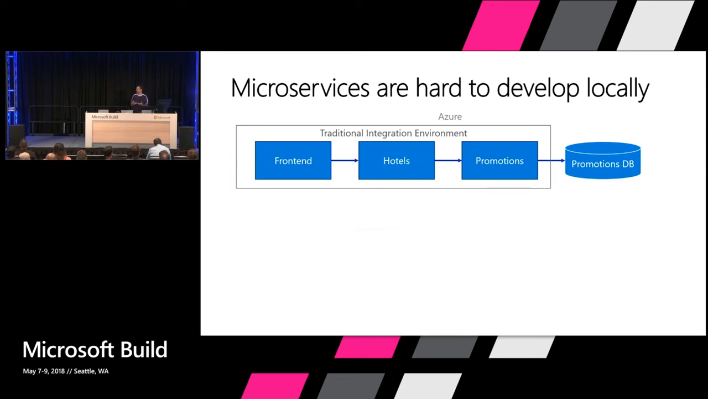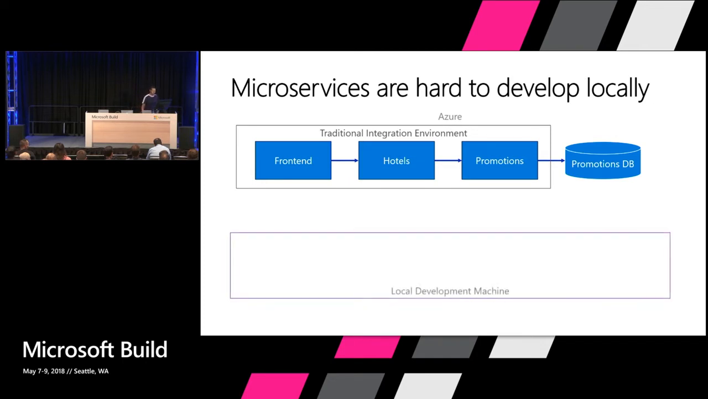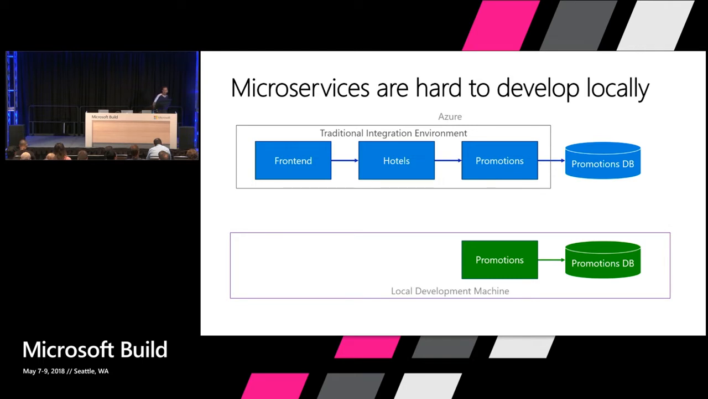And let's say it's my job. I own the hotel's service. So I'm going to make some modifications to the hotel service. I've got to set up my local machine, whatever tools and frameworks I need to get installed. But before I can work on hotels, hotels depends on a service called promotions. And promotions has its own data store. So I need to figure out how to build and run promotions and its data store. And then finally, I can actually start getting hotels running.